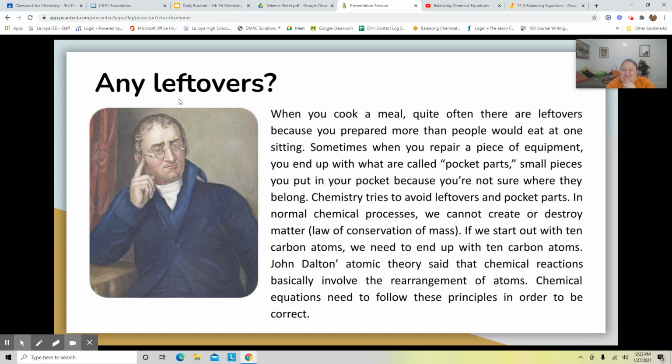The law of conservation of mass: when we start out with 10 carbon atoms, we need to end up with 10 carbon atoms. John Dalton, in his atomic theory, said that chemical reactions basically involve the rearrangement of atoms. A chemical equation needs to follow these principles in order to be correct.